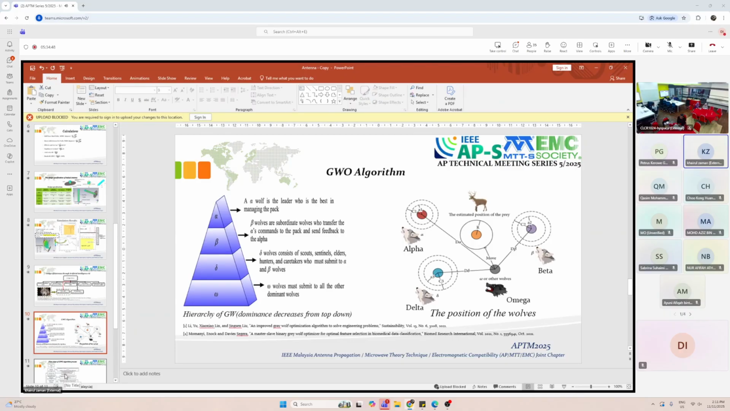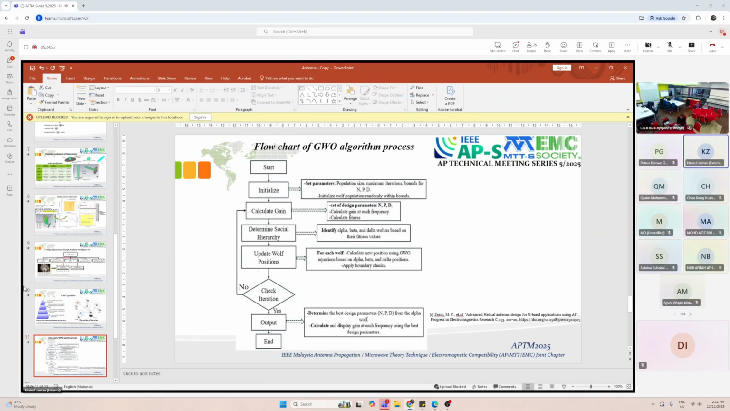So how can we use the GWO algorithm to enhance our antenna? First, with the flowchart of the GWO, we start, and then the next step is to initialize, which is to set the parameters of the antenna, such as the size or the other types, or maybe the thickness of the substrate.